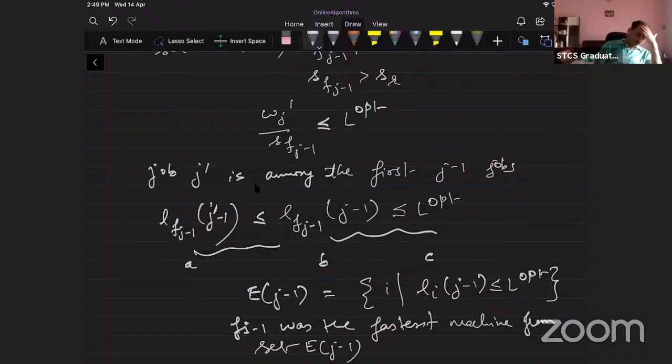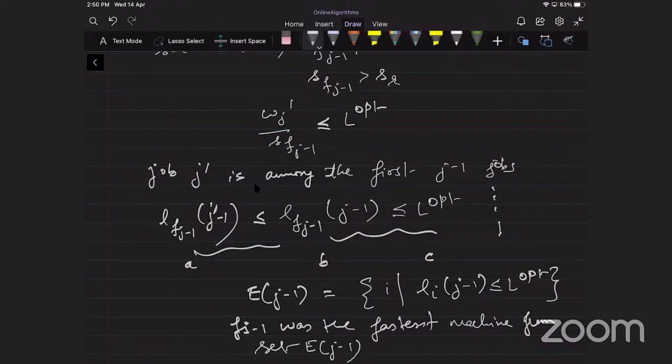Am I losing you guys? Just let me know here. Which part is not clear? Silence is pretty bad. Hari, is it clear? The first inequalities. Can you speak up a bit? Sorry. Hello. Yeah, the first inequality is not clear.